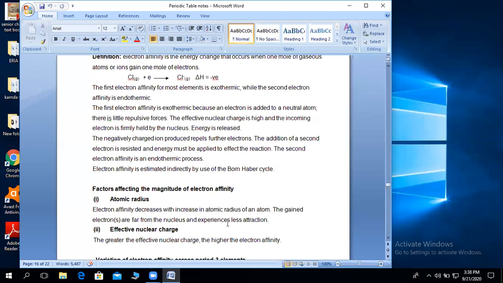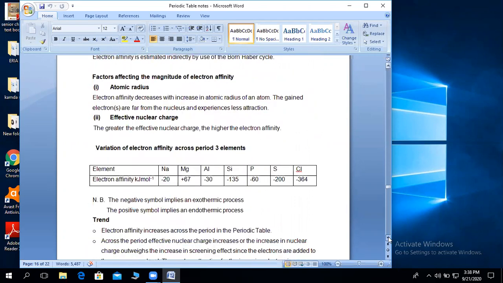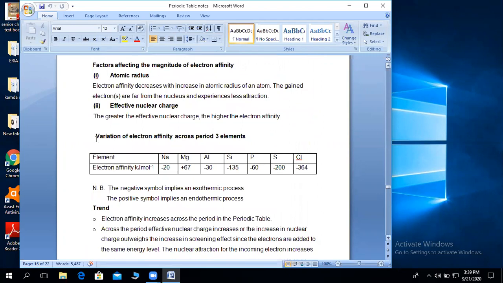Electron affinity decreases with increase in atomic radius. The gained electrons are far from the nucleus and experience less attraction. I think you agree with that. Effective nuclear charge: you agree with me that the greater the effective nuclear charge, the higher the electron affinity. So it will attract electrons easily.